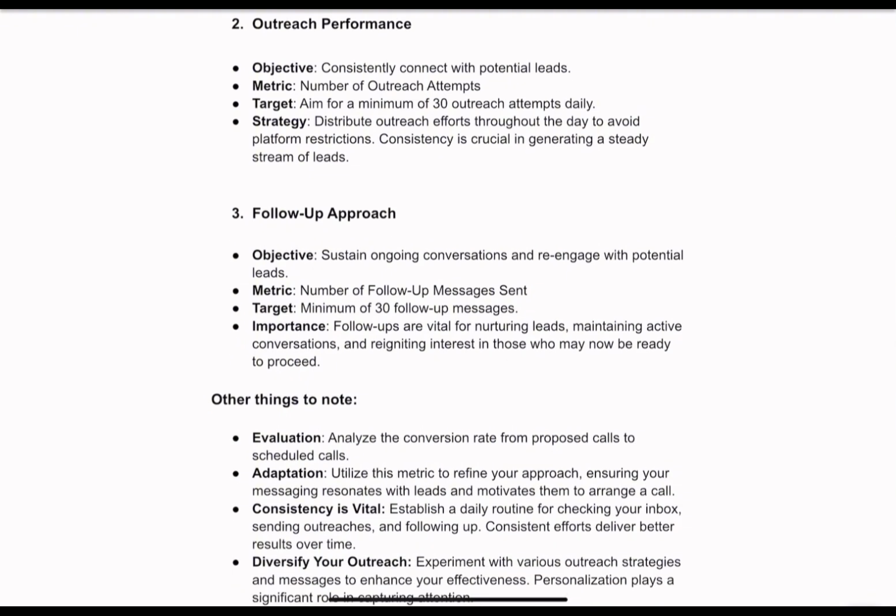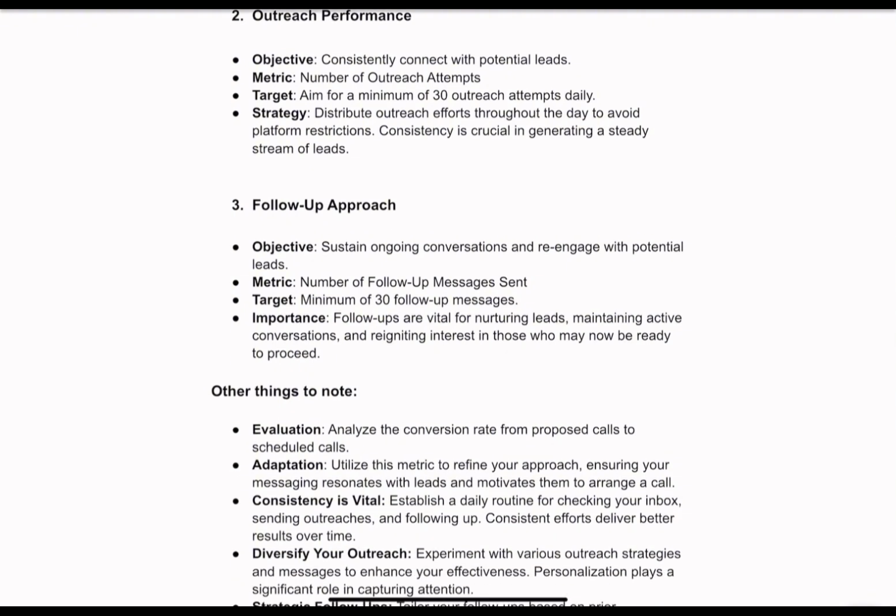And then 3 is just about following up. So as an approach to following up, your objectives should be to sustain ongoing conversations and re-engage with potential leads. And the metric that you want to follow is the number of follow-up messages sent. So generally speaking, if you're doing 30 outreaches, you want to be doing 30 follow-ups. Okay, this is going to really compound.